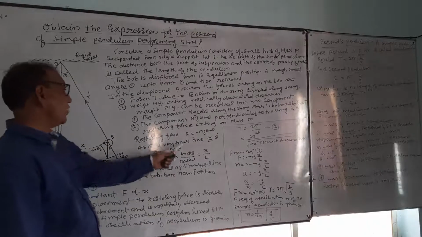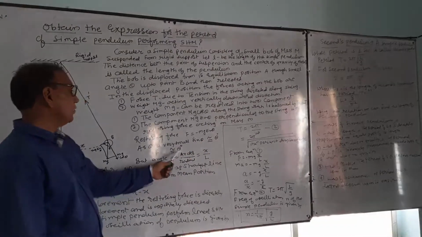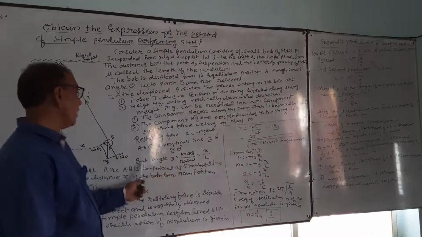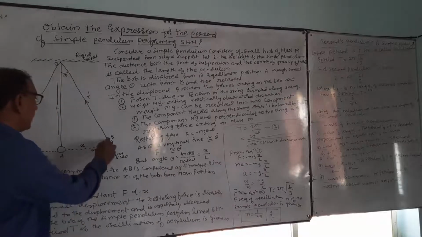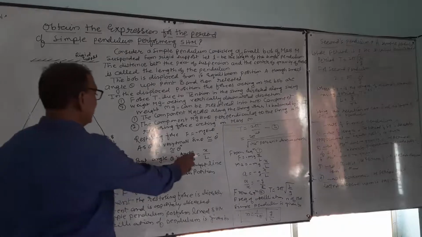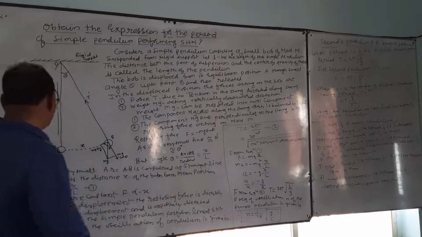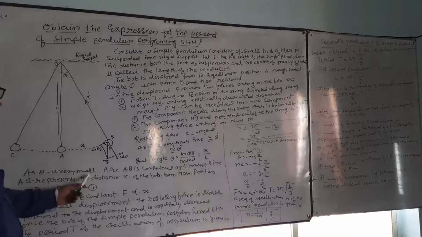As theta is very small, sin theta is approximately equal to theta. Therefore, F is equal to minus mg theta. But angle theta is equal to arc AB upon radius. Arc AB is x and radius is L, so theta is x upon L.